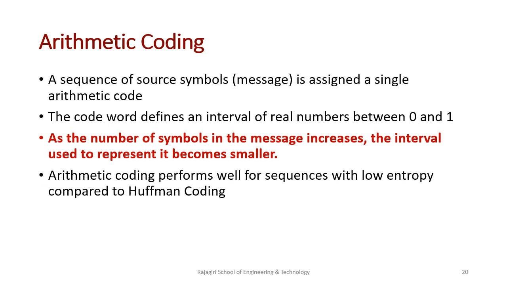Arithmetic coding is another example of a lossless compression technique. In arithmetic coding, a sequence of source symbols is assigned a single arithmetic code. The code word defines an interval of real numbers between 0 and 1. So as the number of symbols in the message increases, the interval used to represent it becomes smaller and the number of bits used to represent the interval becomes larger. Arithmetic coding performs well for sequences with low entropy as compared to Huffman coding.